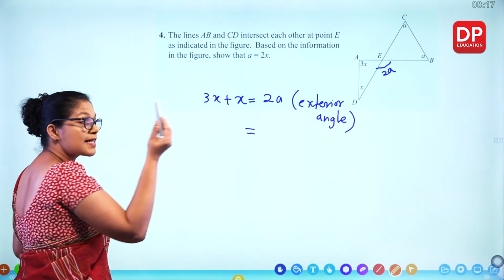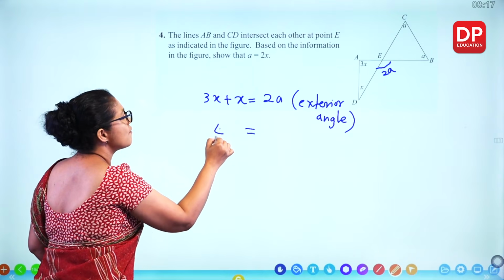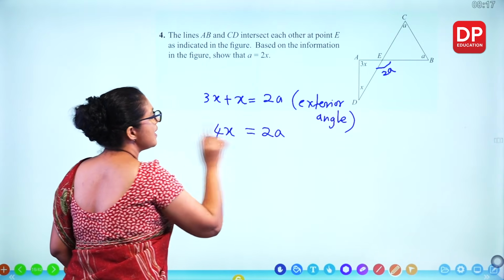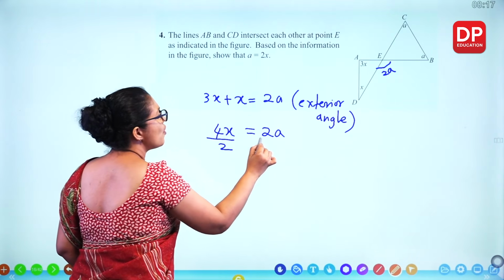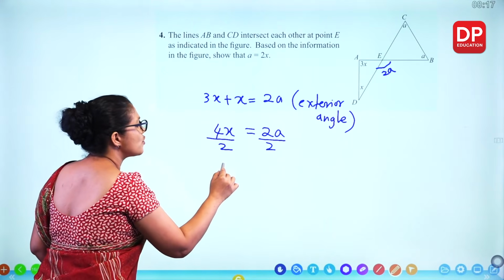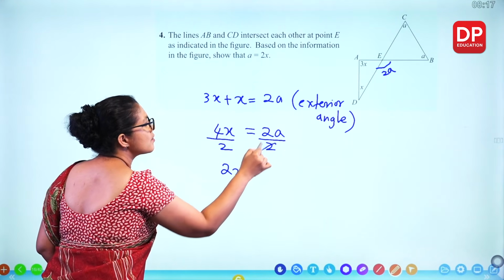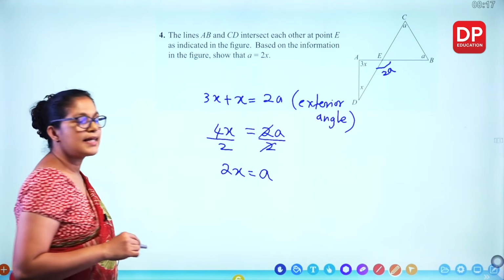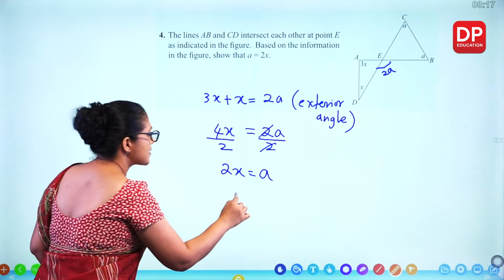Then 3x plus x becomes 4x. 4x equals 2A. Then when you divide both sides by 2, what do you get? 4 divided by 2 is 2x. 2 gets cancelled out. We get A equals 2x.